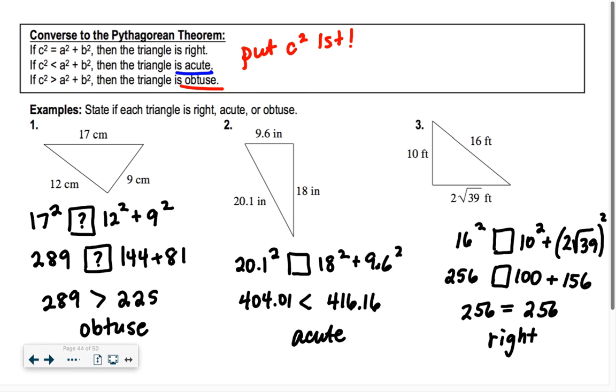So we get that it's a right triangle. Okay, did everybody check the 2 square root of 39 squared? You either need parentheses on your calculator around it, or I would just do 2 root 39, hit enter, and then square that answer on your calculator.